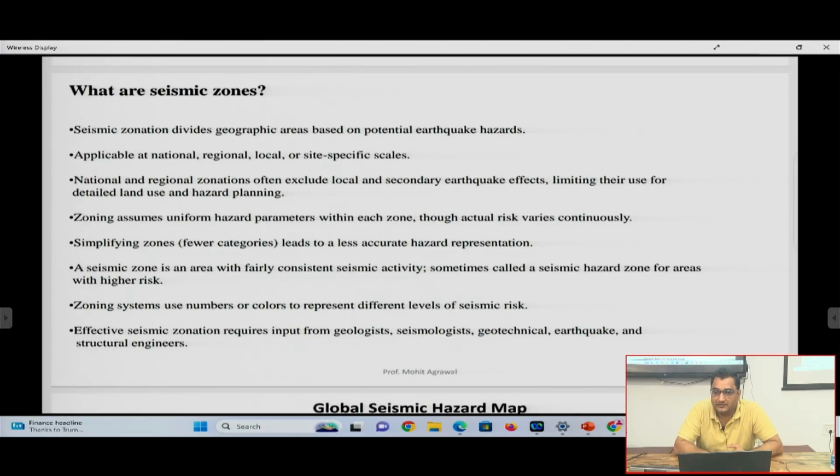In the previous class, you approached conducting the probabilistic seismic hazard analysis or the deterministic seismic hazard analysis. Using those techniques, you are basically trying to find out the PGA values at the bedrock level. Okay, so I can't write actually.